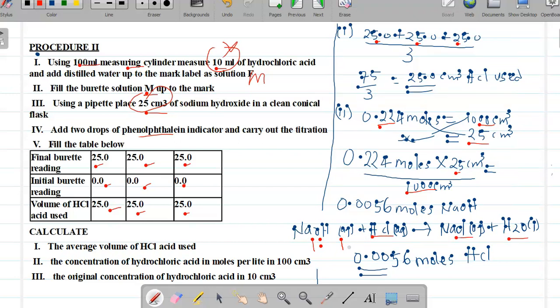You balance the equation, then you check the mole ratio. The mole ratio is 1 to 1. Since the mole ratio is 1 to 1, the number of moles of the acid is 0.0056 moles. It remains the same. Now we have the number of moles of the acid.